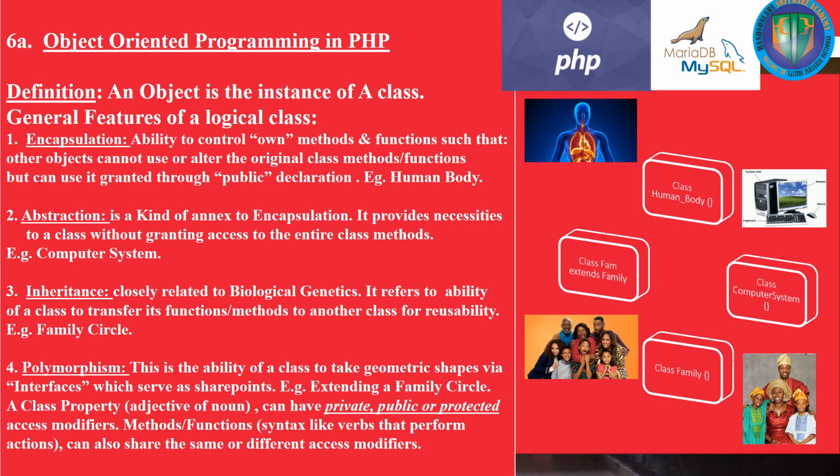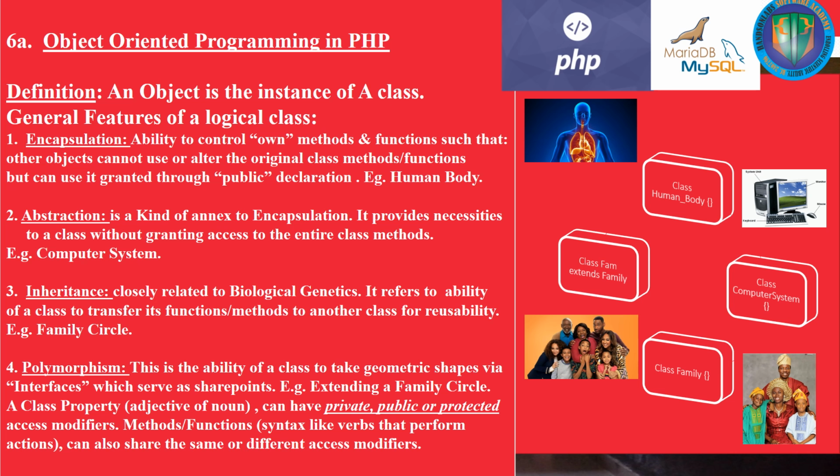Thirdly, inheritance. Closely related to biological genetics, it is referred to as the ability of a class to transfer its functions and methods to another class for reusability. For example, the family circle. Now, finally, polymorphism. This is the ability of a class to take geometric shapes through interfaces, which serve as shared points. In this category, we'll be looking at extending the family circle.